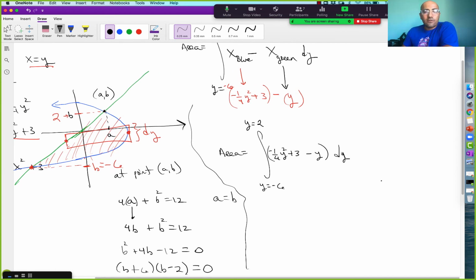Now we have our integral all set up. That's the hard part. Once you have it at this stage, then you can just use our techniques for integration. And luckily, this is a really nice, easy integral. It's just a polynomial. So that area is going to be equal to negative 1/4 y cubed over 3, plus 3y, minus 1/2 y squared, and the whole thing evaluated as y ranges from negative 6 to y goes to positive 2.